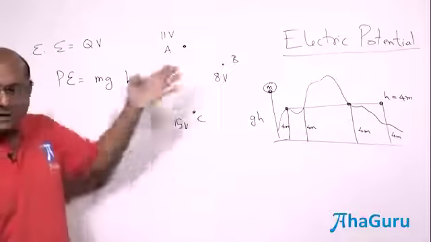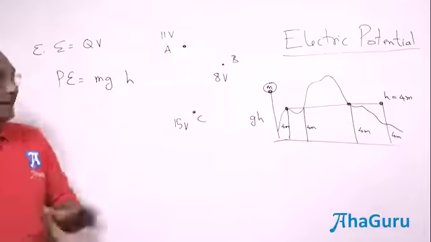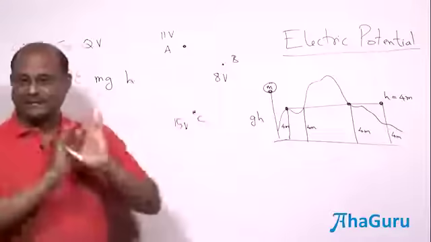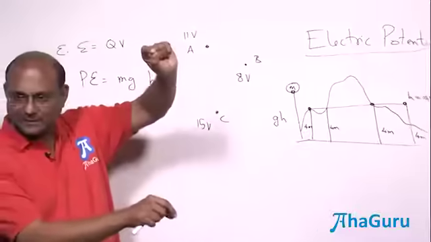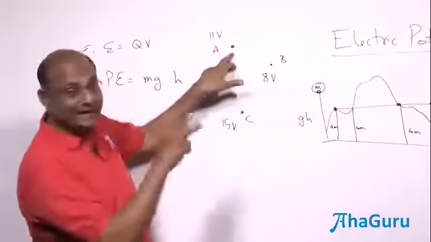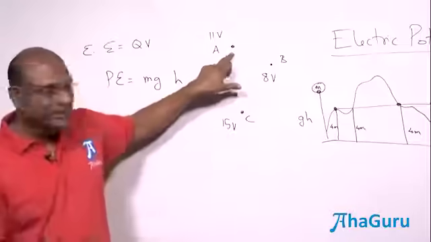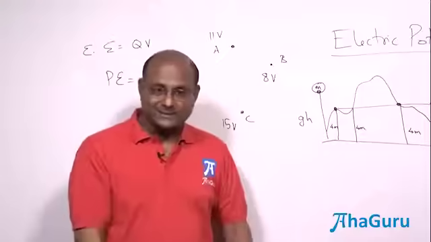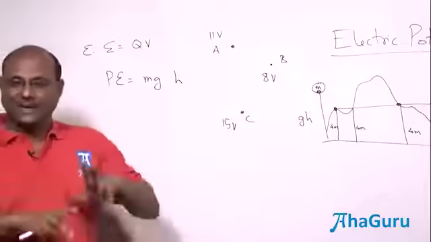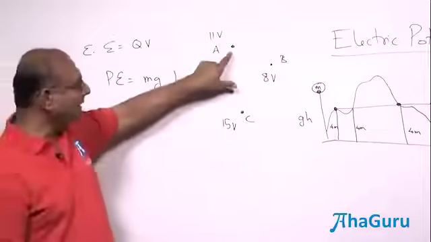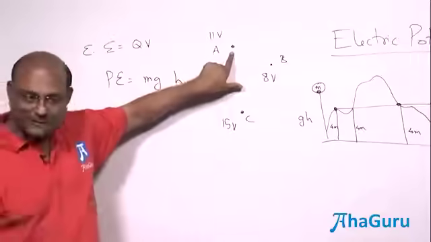Because this is not related to height. I am telling you it is like height. I am not saying it is height. It doesn't mean higher points have more potential, lower points have less potential. Okay, this is an electrical number, it has nothing to do with height. For gravity, height matters. For electricity, electric potential matters. It is like height in the sense that the potential will tell you the amount of energy.